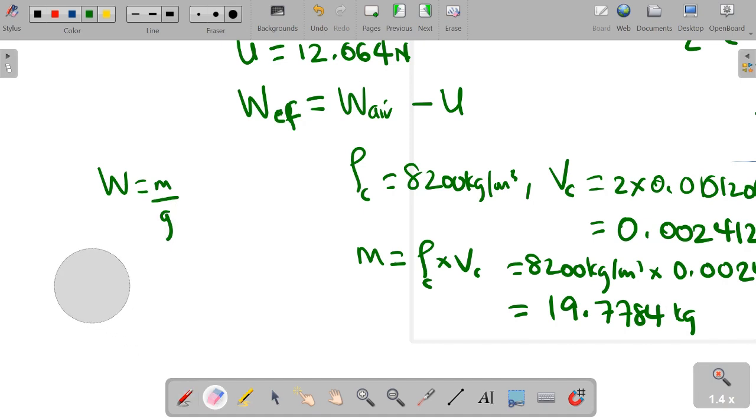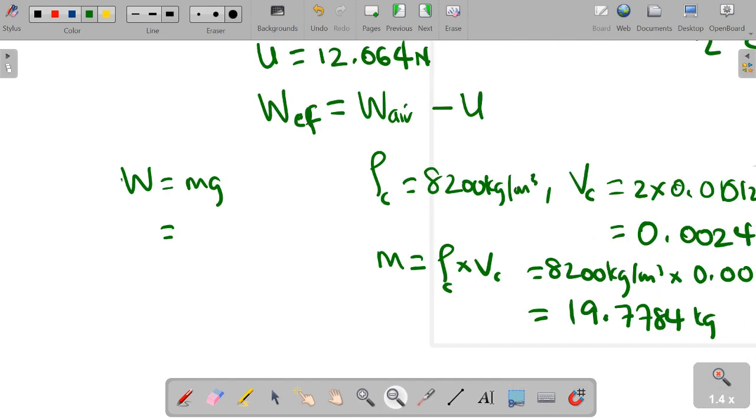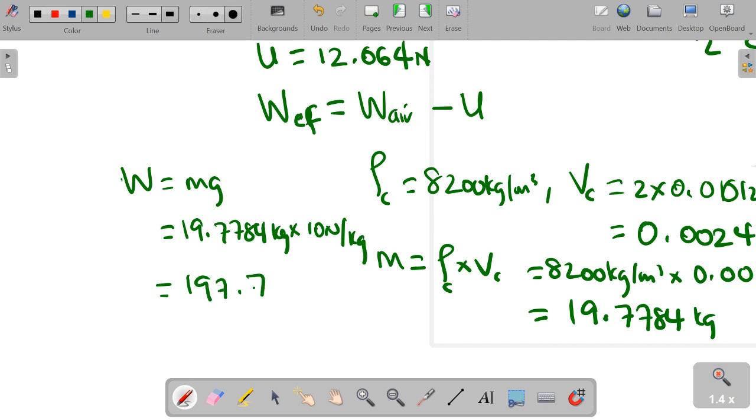No, wait a sec. What am I doing? Oh my God. We want to find weight, which is mg. My apologies for that. So that will be 19.7784 kg multiplied by 10 newtons per kg. What you get is 197.784 newtons. That's the weight in air.